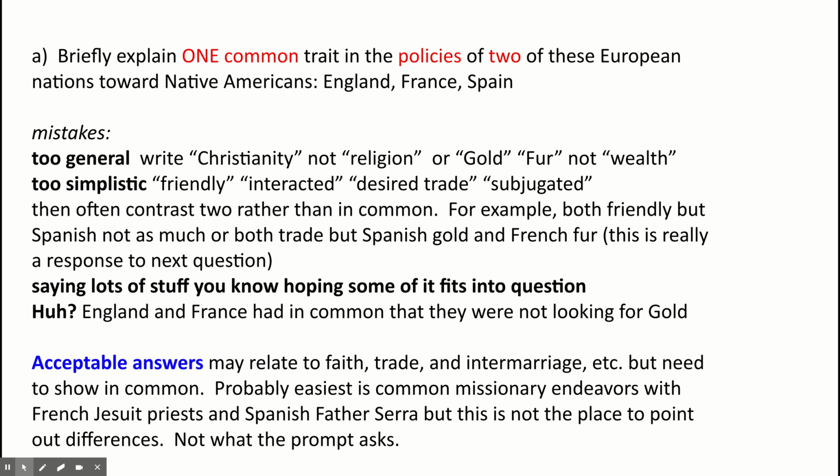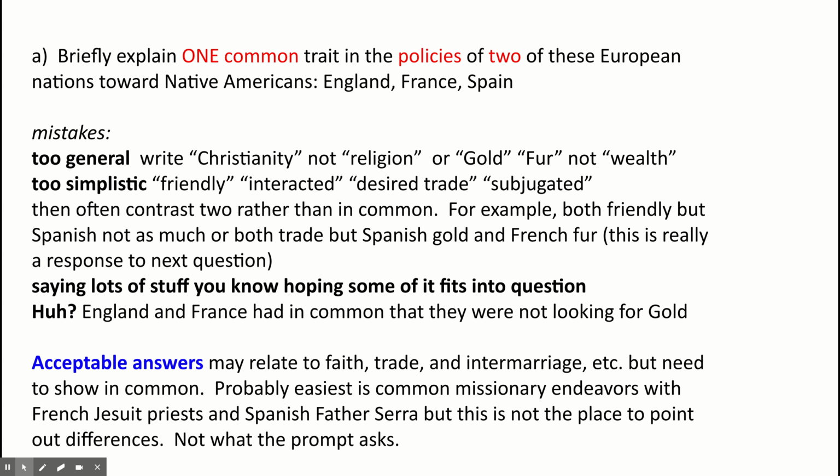And then it has to be about policies. Most of you did well on this, but for instance, it couldn't be about disease. They brought disease, because that's not a policy. And then you have to pick 2, and most of you did this. You did 2 of England, France, or Spain rather than trying to do all 3 or just talk about European nations. So most of you did a fine job on this.